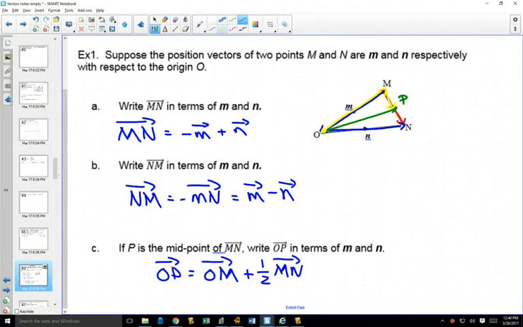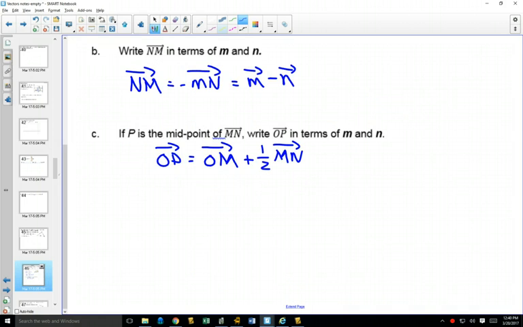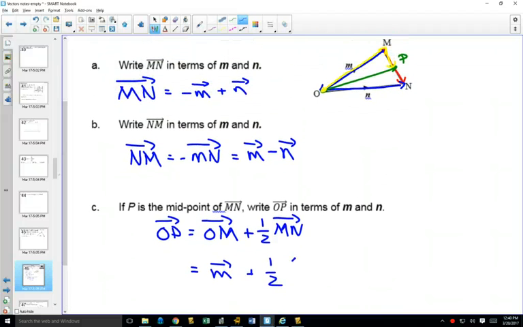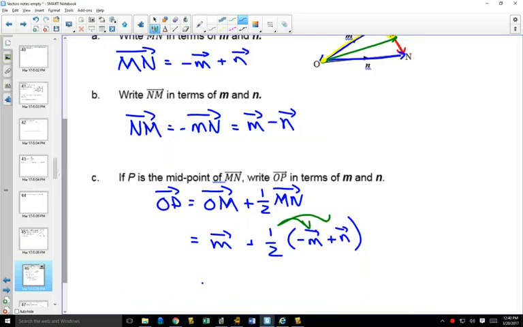How does that work using just m's and n's? Well, we know that O to M was just m, plus half, and we know that M to N, since we figured it out earlier, was just negative m plus n. If we distribute this half and simplify, we're going to get a half m plus a half n.